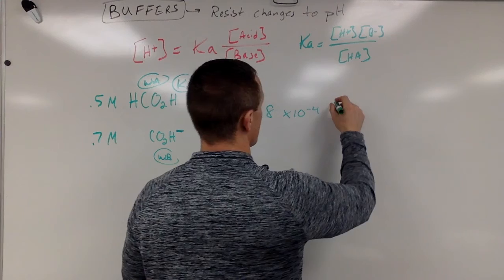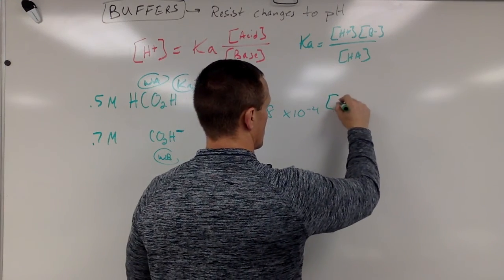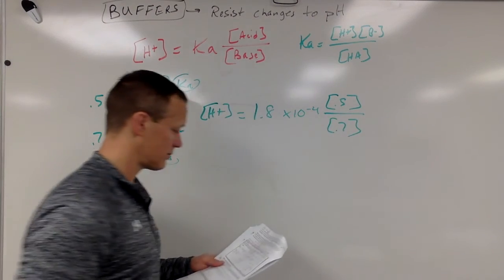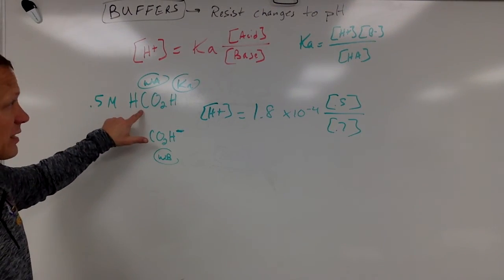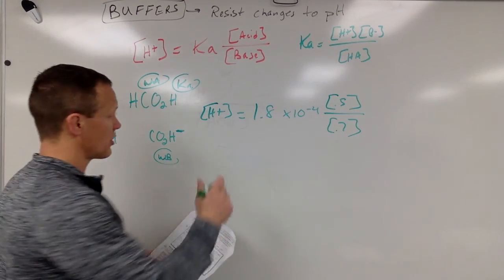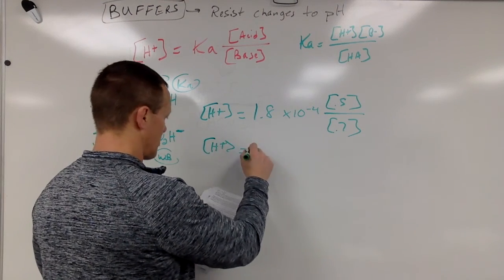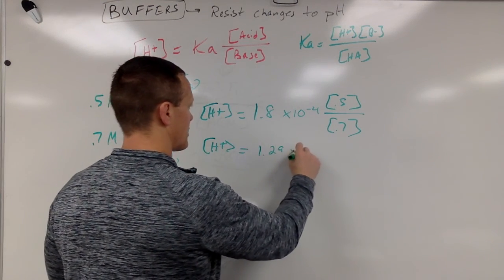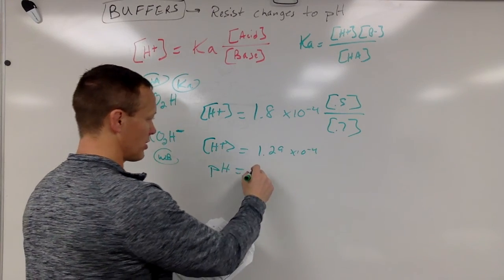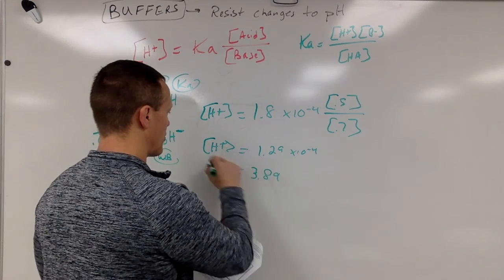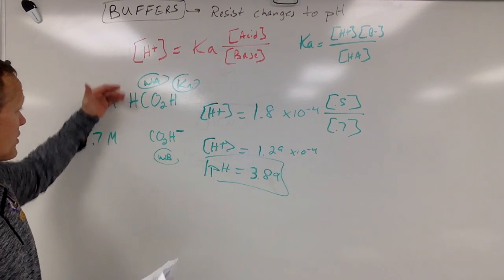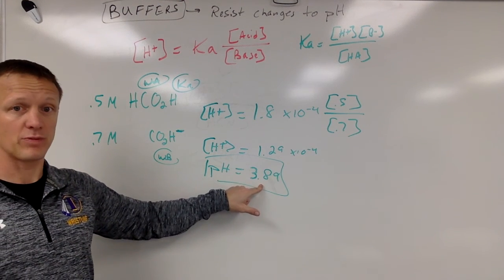So let's multiply this by 0.5 over 0.7. So this is the acid. That is the base concentration. We get a concentration of H plus that equals 1.29 times 10 to the negative 4th. Take the negative log of that, and your pH of this buffer solution is 3.89. Okay, so when these are mixed together in this ratio, the pH of that buffer is 3.89.